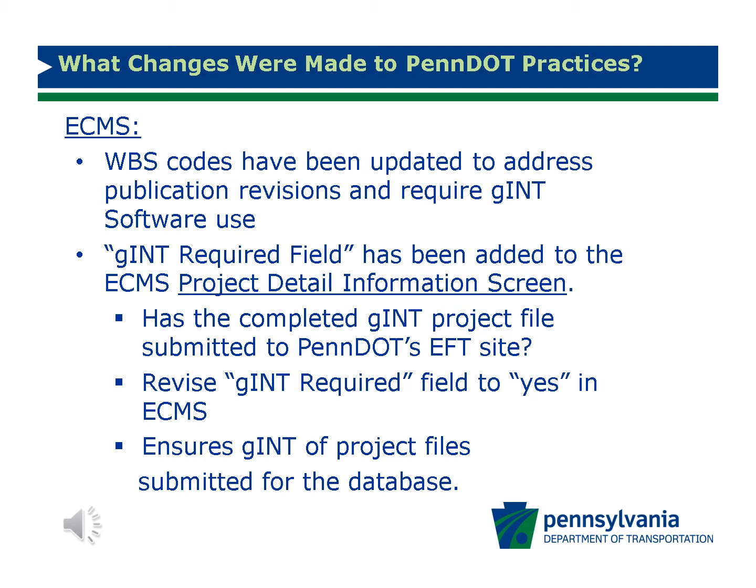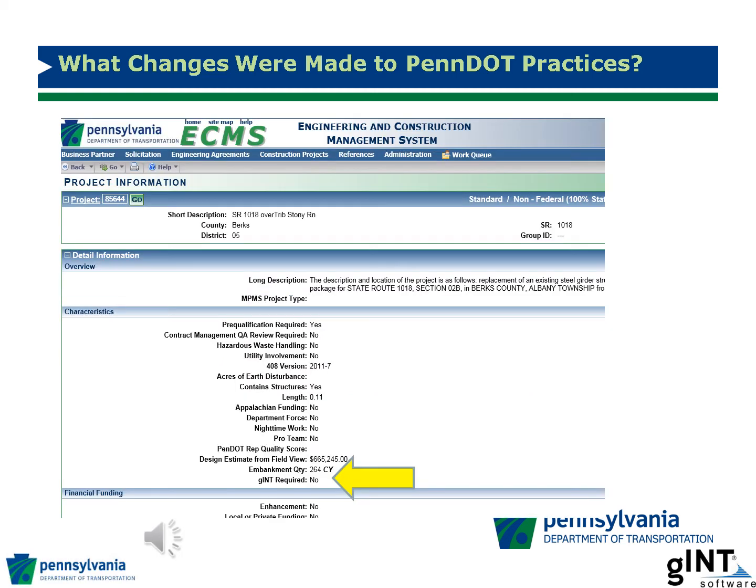For example, the project may be a guide rail replacement or a bridge painting project, so GINT use is not required. Another reason for not providing a GINT project file would be if the project started before the use of GINT software was mandated. This is an example of the ECMS project information screen and the location of the GINT required field.